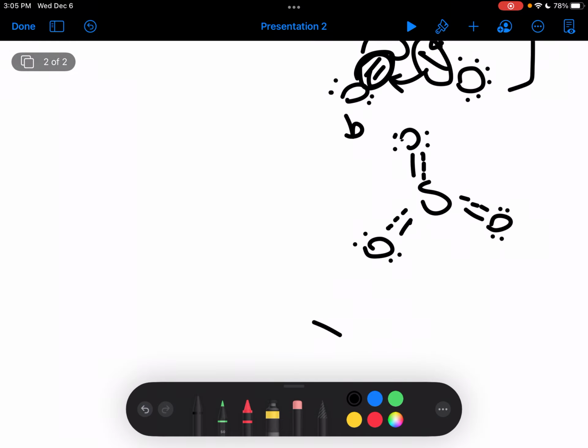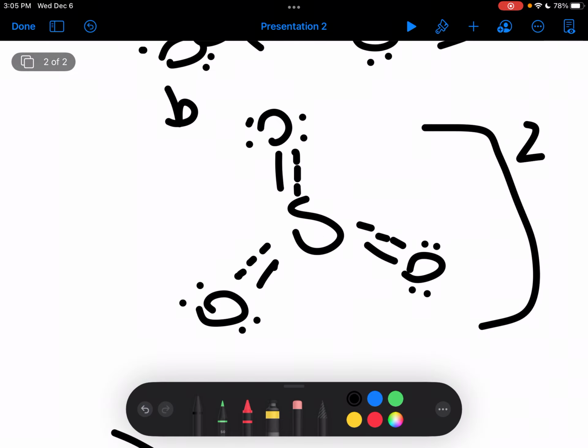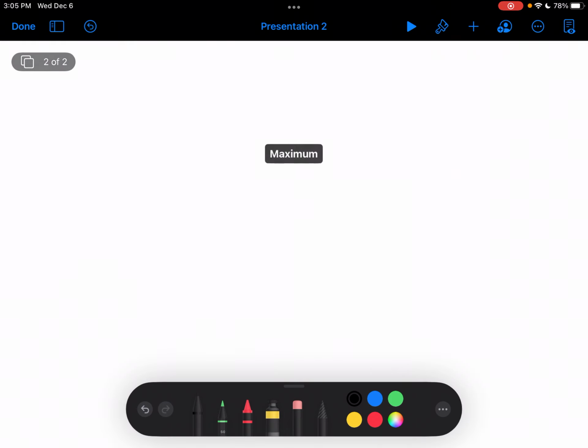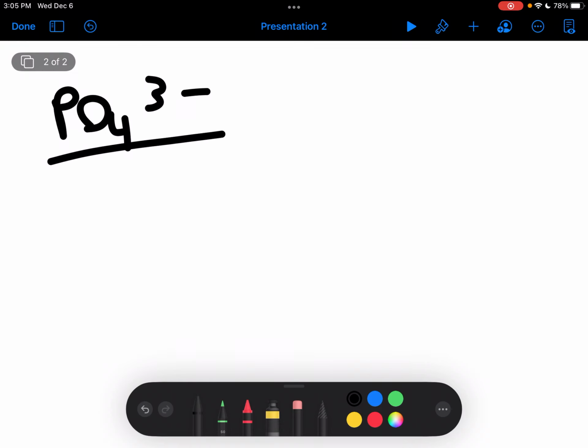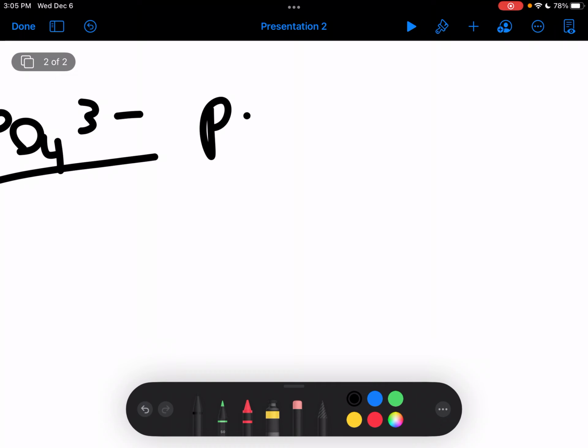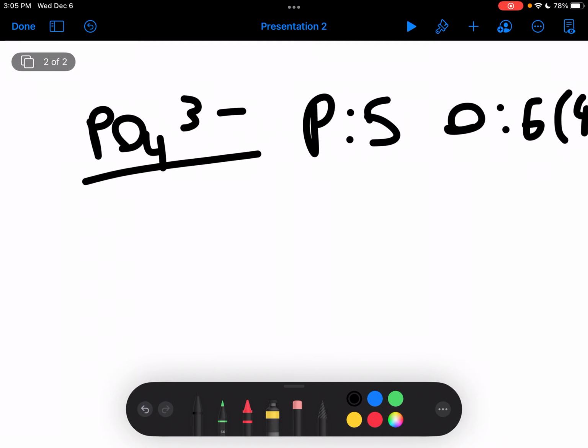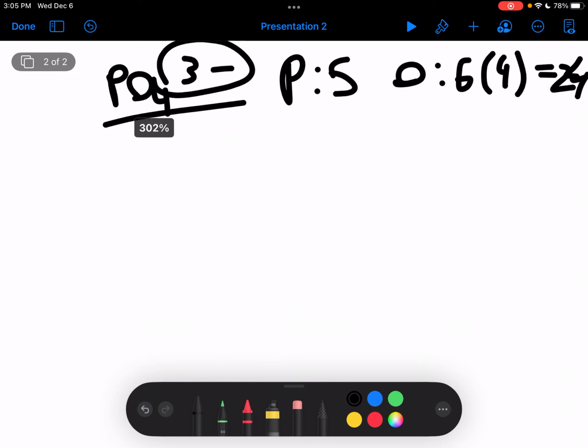And that's our resonance hybrid. For phosphate, on the other hand, we have PO4 3-. We know that phosphorus has 5 valence electrons, and oxygen has 6 valence electrons times 4, which is 24, because of the 4 oxygens. And we can tell that this has a 3- charge.